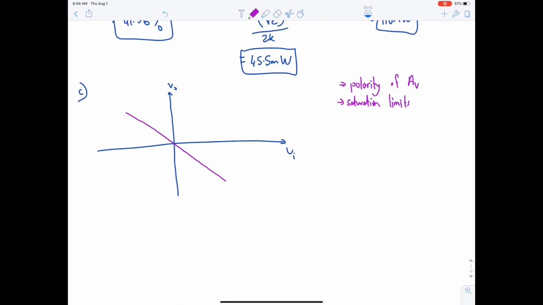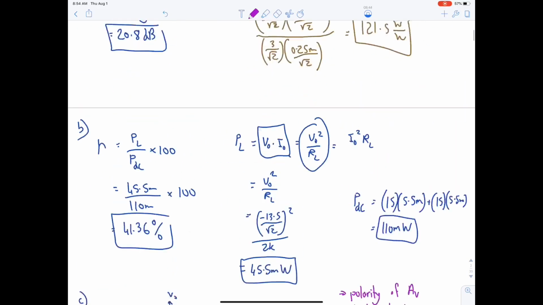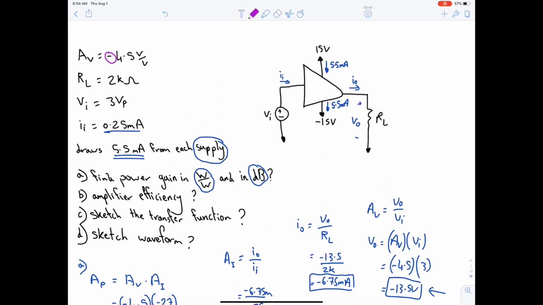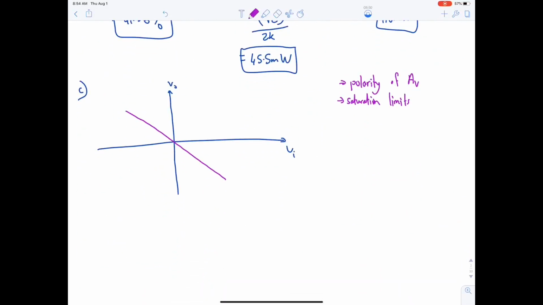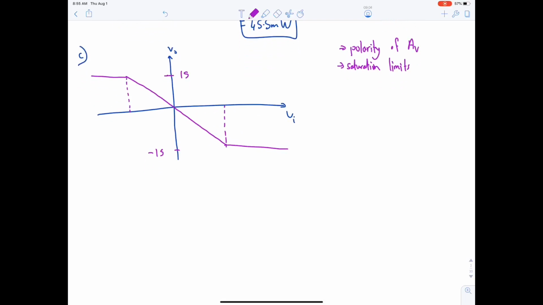And then the second point is the saturation limits. What's your saturation? 15 and minus 15. So here you're going to put two lines, and the limit is minus 15 and 15. What's V input? How can we find V input? We will say if V output is equal to 15 and if V output is equal to minus 15.